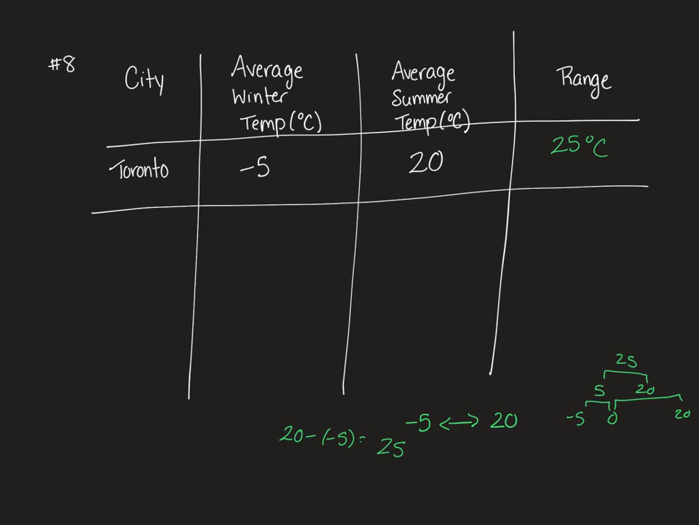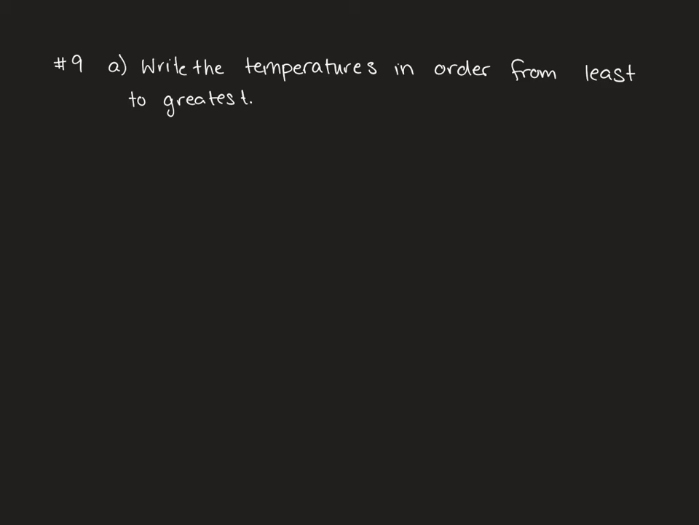Question 9 is going to give you a chart of the average temperature on 5 different planets. And they're going to get you to do some different things with it. For question A, they ask you to write the temperature in order from least to greatest. So least would be the coldest temperature, and greatest would be the hottest temperature.